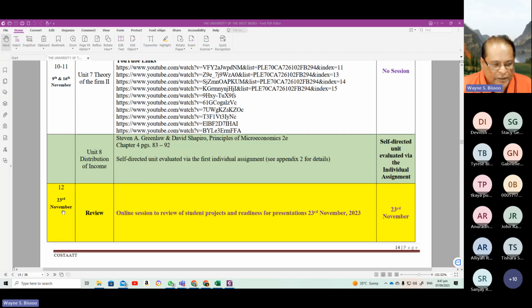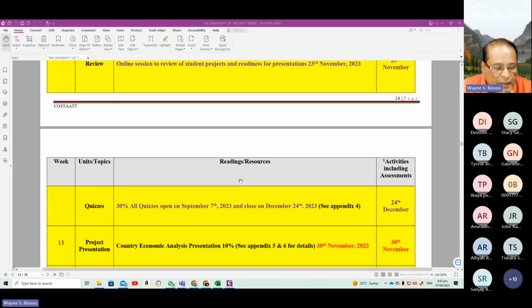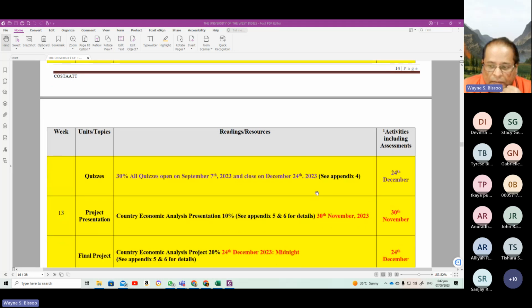My expectation is that by November 23rd we will do a review session, and we'll be checking to see what your level of preparedness is for the group presentations and the group work. The following week, the 30th of November, is when the presentations will take place.